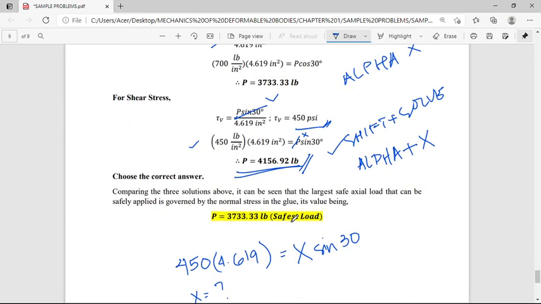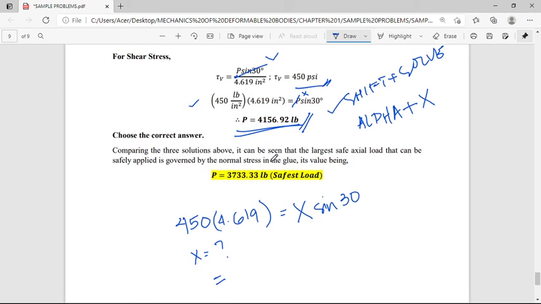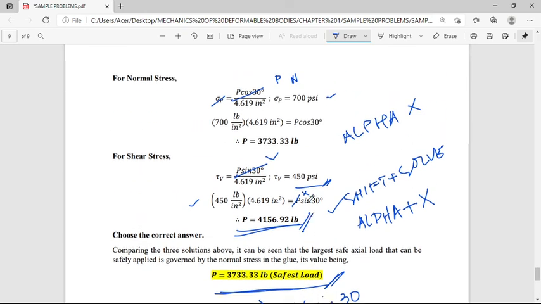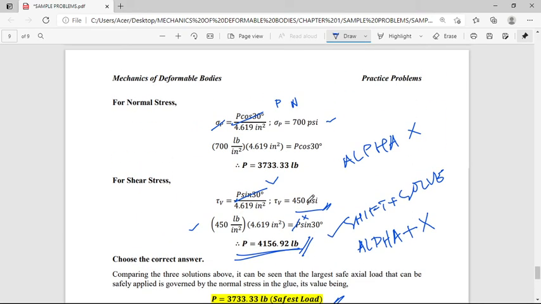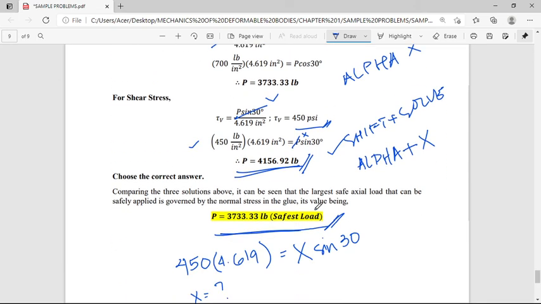Okay. So, to choose the correct answer, compare the three solutions above. It can be seen that the largest safe axial load that can be safely applied is governed by the normal stress in the glue. Its value being 3733.33 pounds. So, we still follow the design concepts in strength of materials, in every type of design problem. We still take the smallest.